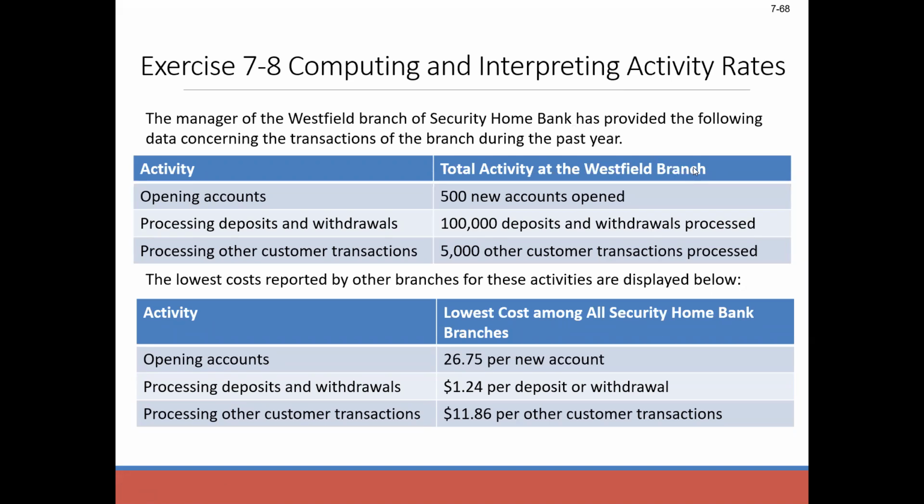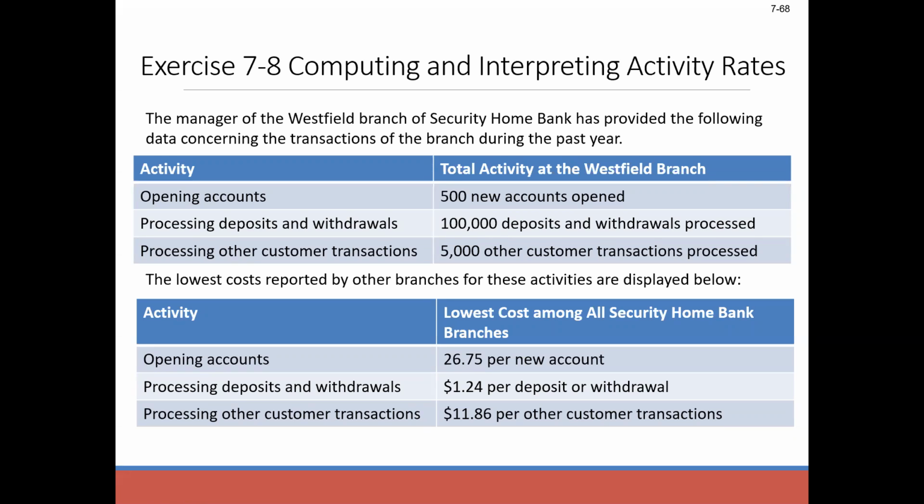The manager of the Westfield branch of Security Home Bank has provided the following data concerning the transactions of the branch during the past year. We've got a number of new accounts opened. The activity is opening accounts, how many new accounts were opened. An activity of processing deposits and withdrawals: we have 100,000 deposits and withdrawals processed. The activity processing other customer transactions, we show 5,000 other customer transactions were processed.